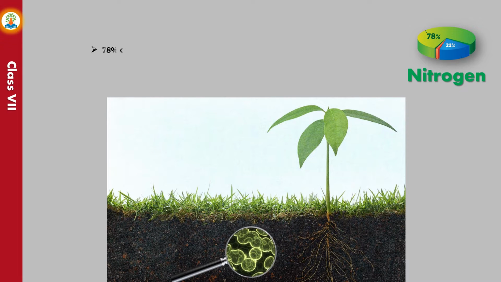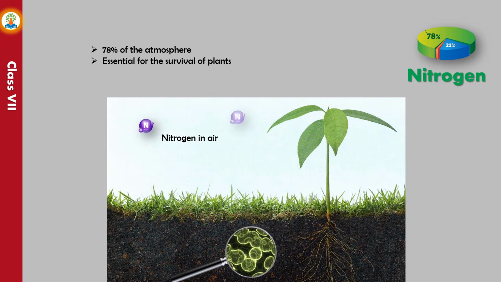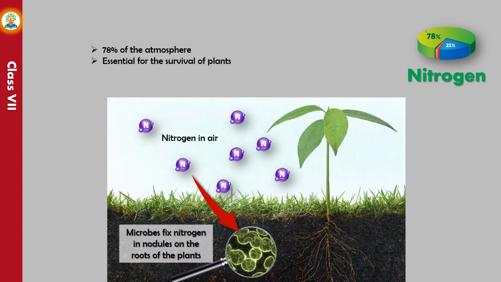Almost 78% of the atmosphere is made up of nitrogen. This gas is essential for the survival of plants. However, plants cannot absorb the gas directly from the air. Instead, bacteria living in the soil absorb atmospheric nitrogen and convert it into compounds that can be absorbed from the soil by plants.